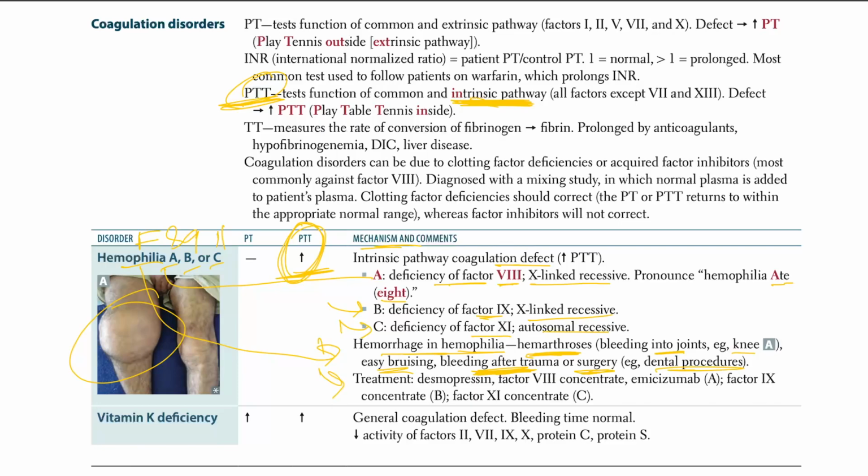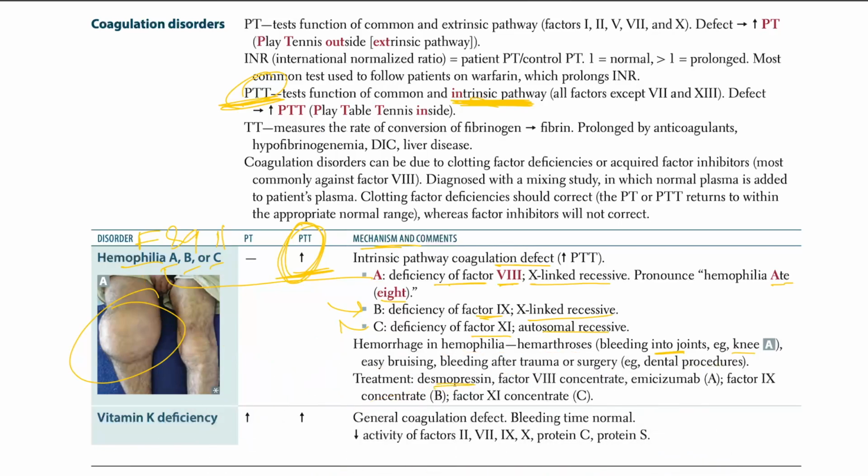What is the treatment for all this? For hemophilias, well, treatment is to give desmopressin. What is desmopressin going to do? Desmopressin is going to stimulate the endothelial production of von Willebrand factor, which has factor 8 with it. But we will come to that in the coming topics.